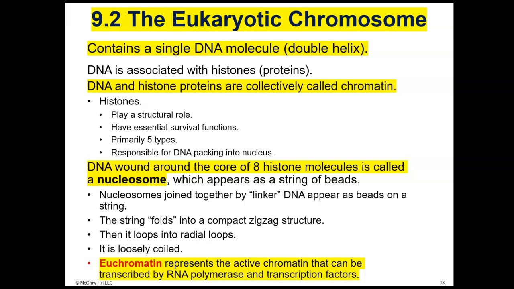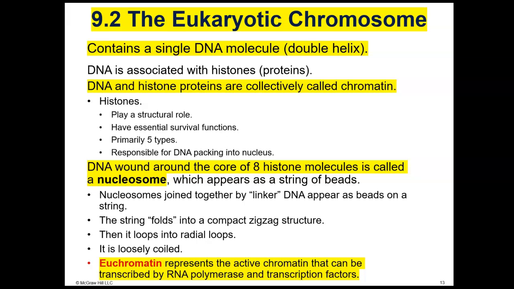Within the eukaryotic chromosome, the DNA is held together by histone proteins. So together, the DNA and histone proteins are called chromatin. Now, when the cell is not actively dividing, DNA takes this form, chromatin. It's loosely coiled. It's not packed tightly into what we call a chromosome.